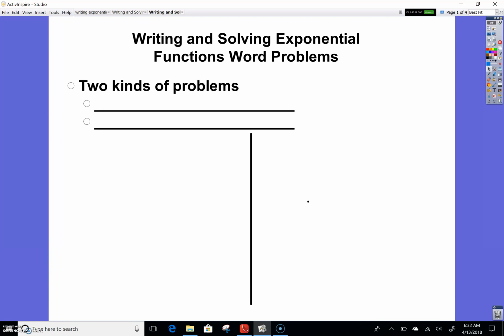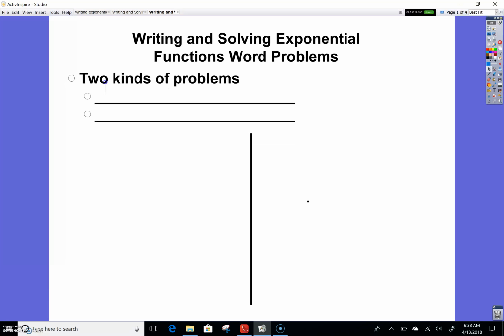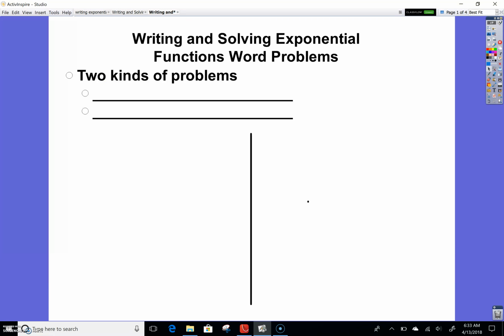Today we're going to write and solve exponential functions from word problems, okay? There are more than two kinds, but there are two basic ones that we're going to learn today. The first kind is what we call the base or factor problem. It's when they give you a base or a factor.